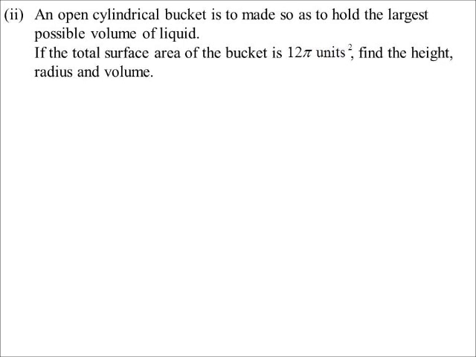We're lucky because we happen to know that the amount of material we have to make this bucket is 12 pi units squared. We've measured it. It turned out to be an irrational number. It turned out to be 12 pi when we measured it. The other amazing thing is we can use every single piece of material. There's no wastage at all. We're going to use every piece of material to make the bucket.